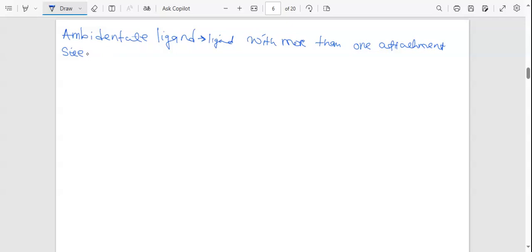So it will have more than one attachment site, meaning that it will bind to the central metal atom through, let's say we have A and B. It can use this B to bind to the central atom, or it can use this A to bind the central atom. That's what we call ambi.